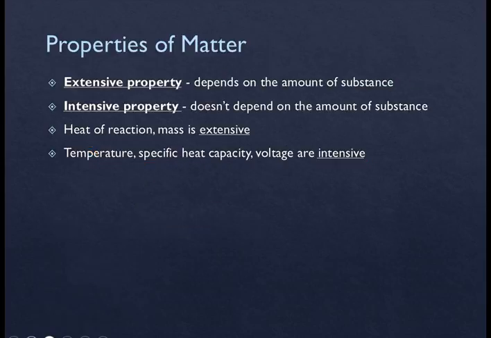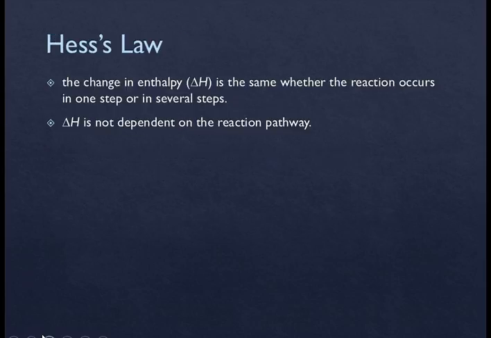So I want to talk about properties of matter that make these things unique, things we can reflect on from prior years of chemistry. Extensive properties depend on the amount of substance present. Intensive does not. Heat of reaction and mass are extensive properties. Temperature, specific heat capacity, and voltage are intensive properties. Things that don't change depending on how much energy you've got.